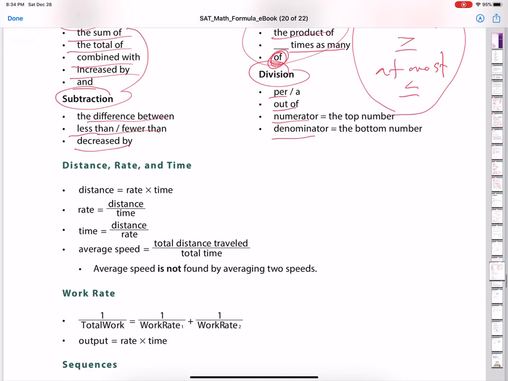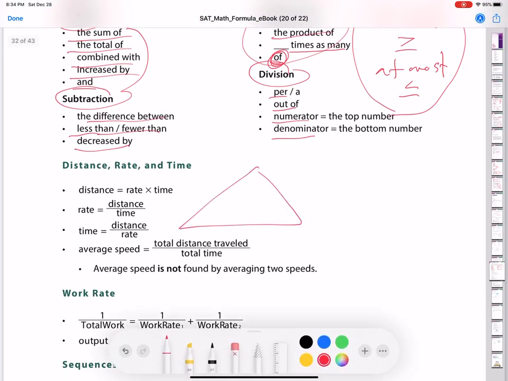What about the distance, rate, time formula? We use this DRT triangle. Rate means sometimes speed or velocity. Distance is rate times time. Rate is distance over time. Time is distance over rate. Got it? And be careful, average speed is a little different. Average speed is always total distance over total time. It's a very important part. Average speed is what? Total distance over total time.